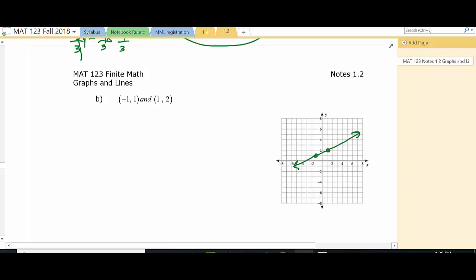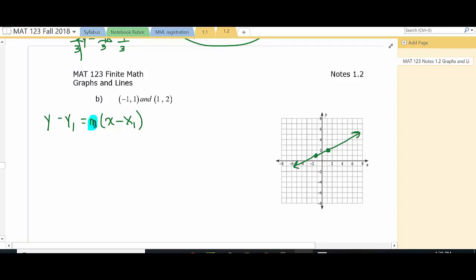So this is a problem where you're going to do basically the same thing. The first thing is go ahead and write down the formula: y minus y1 equals m times x minus x1. That's ultimately, if I'm asking you for an equation of a line, what's going to give that to you. So here's what you've got to know.